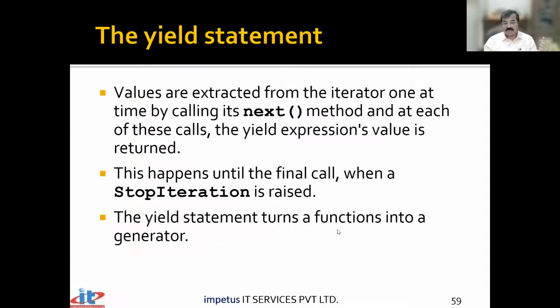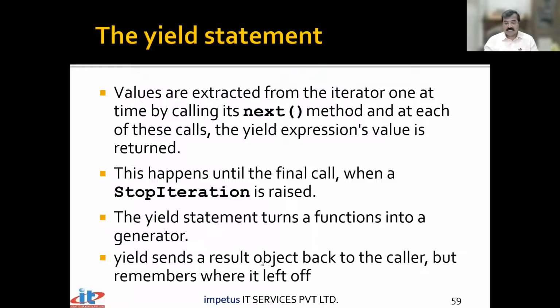The yield statement turns a function into a generator. So if I have a regular function, I can convert it into a generator. A generator, as the name says, generates a series of values. The yield statement sends the result back to the caller, but remembers where it left off.